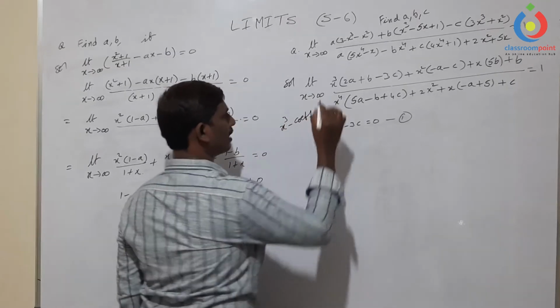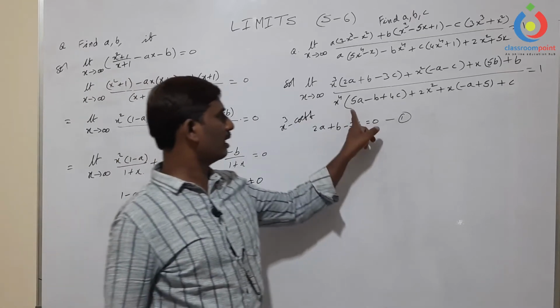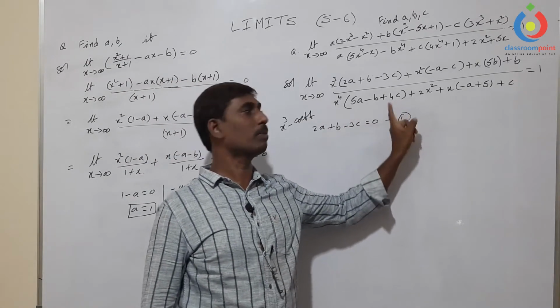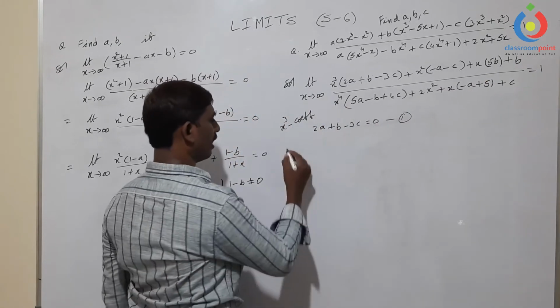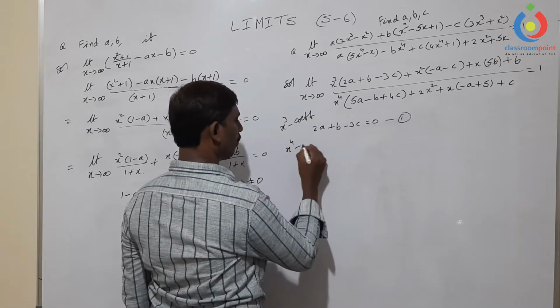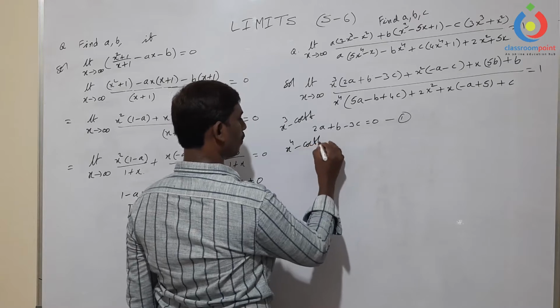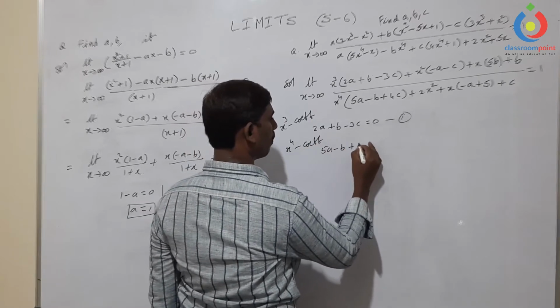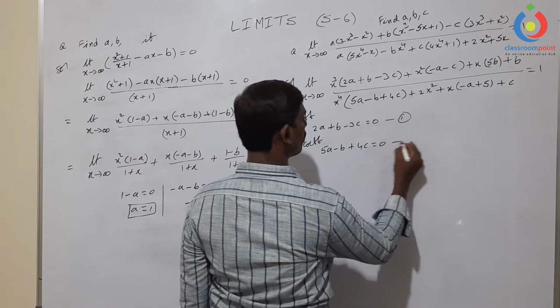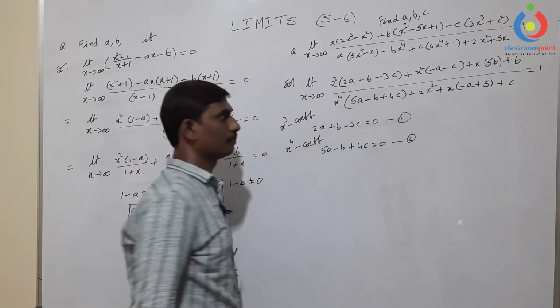Quotient of x cube. Next, in the denominator we have the x power 4 quotient, but in the numerator we don't have any x power 4 quotient. That's why the quotient of x power 4 is also equal to 0. So 5a minus b plus 4c is equal to 0. That is equation number 2.